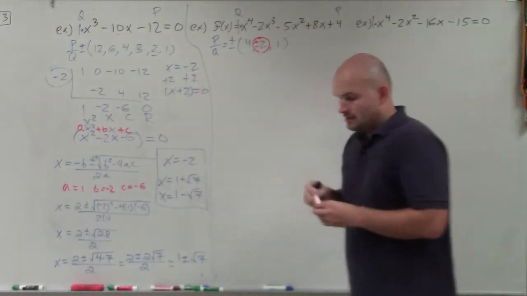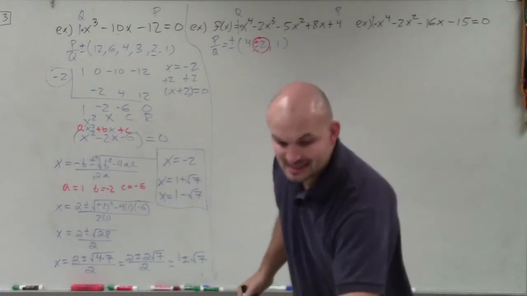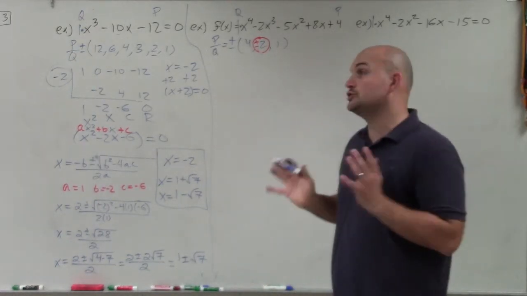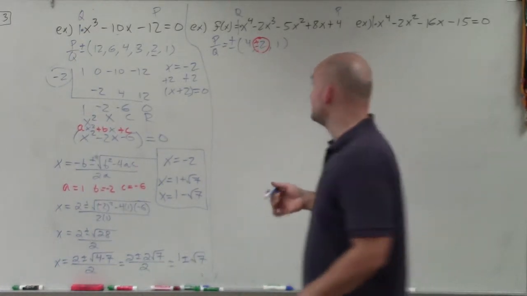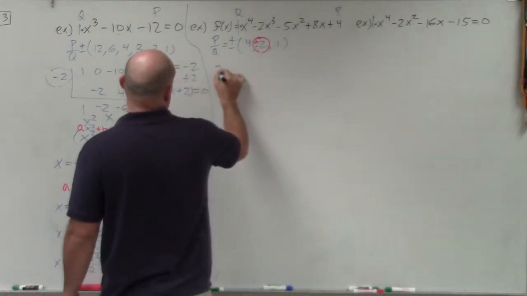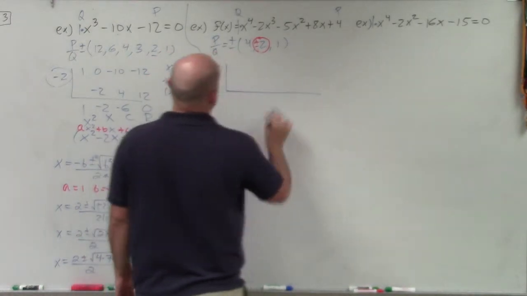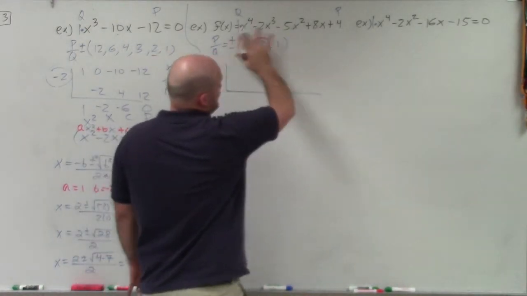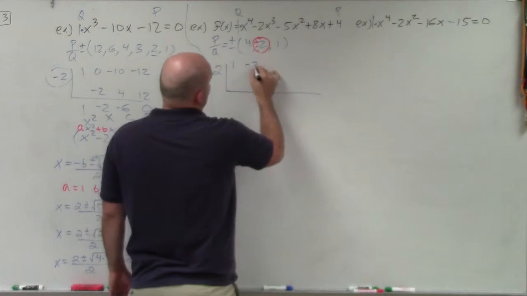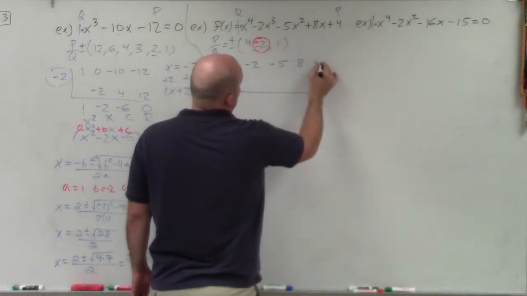OK? So what I'm going to do is use synthetic division with both of those roots to keep on finding my factors. So the first one I'll do is positive 2. I'm kind of running out of space, so I'll use positive 2. Now again, you're going to use synthetic division. Make sure it's in descending order. So I have 1, negative 2, negative 5, 8, and 4.